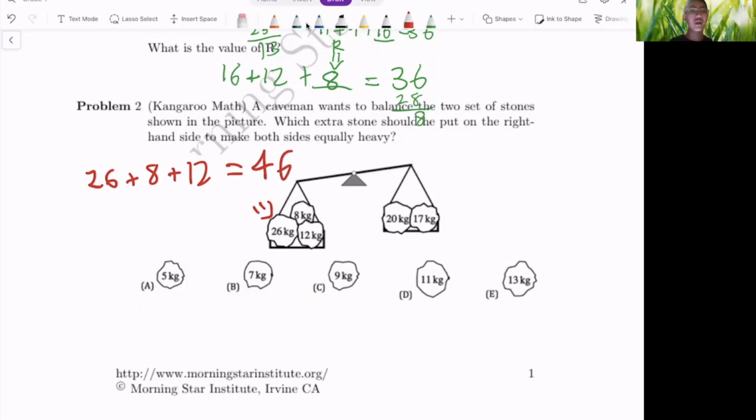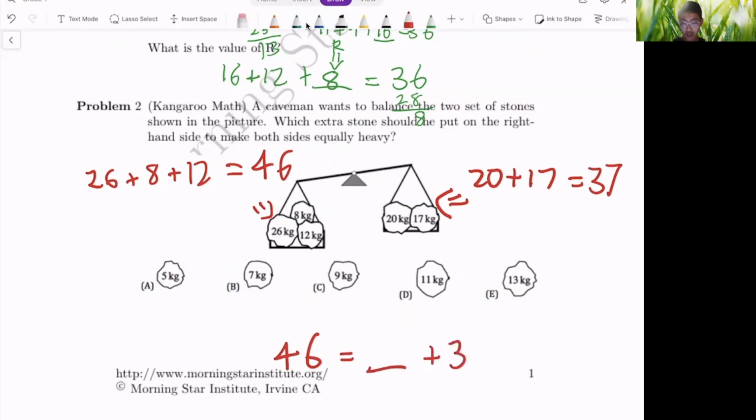Okay, and once we have figured out 46, let's look at the other side. And the other side is 20 plus 17, which is 37. And now we have to balance these two out. And since 46 is the larger one, we need to find a number that when added to 37 is equivalent to 46 itself. And that is really easy. That is just 9. Because 9 plus 37 is 46. So therefore, the answer is 9 kilograms, or in this case, C.